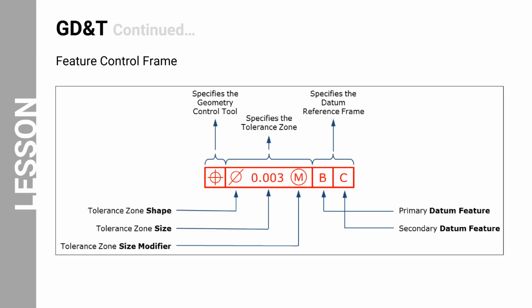If there is more than one datum as a reference, the number of compartments is increased to accommodate these datum lines. The control frame you see here indicates that the tolerance factor is the position with a cylindrical tolerance of 0.003 of maximum material between the datums marked B and C in the blueprint.